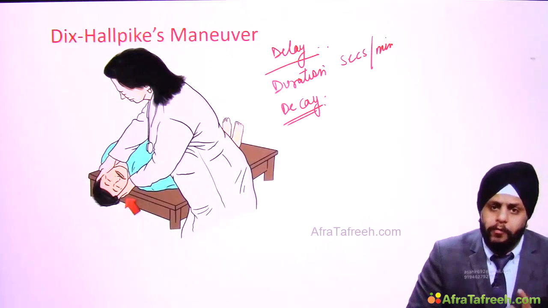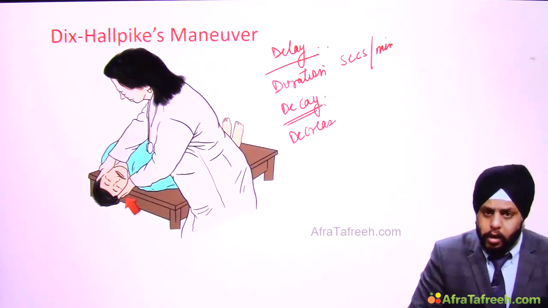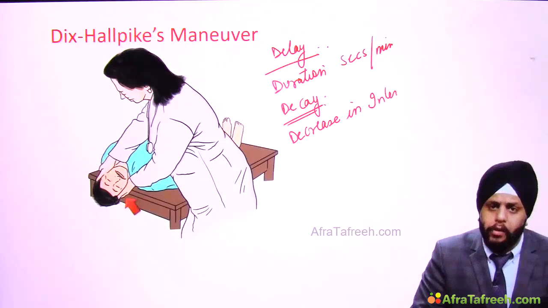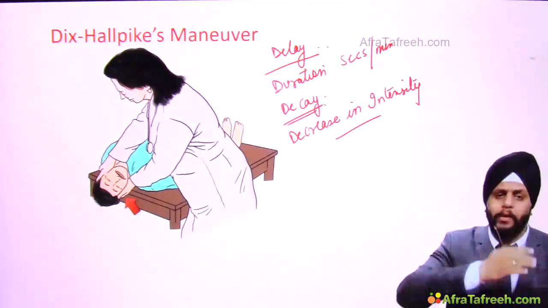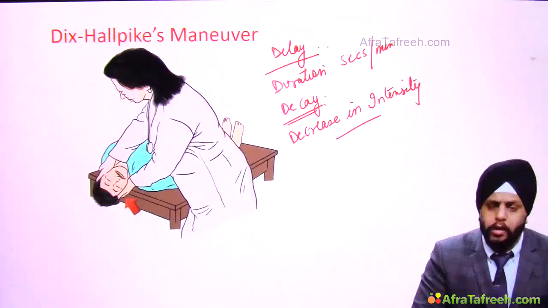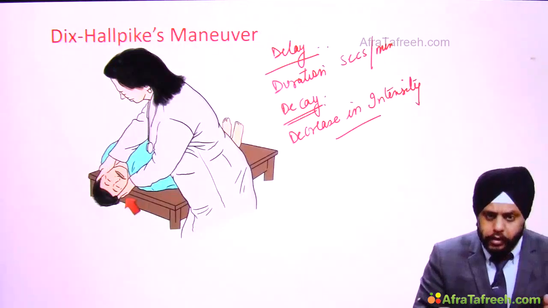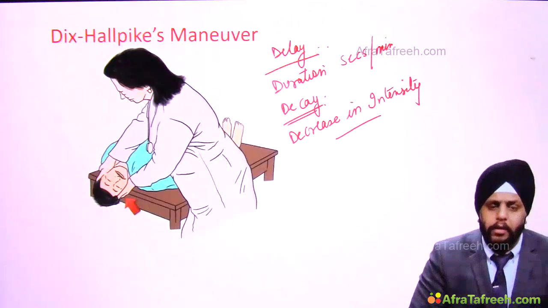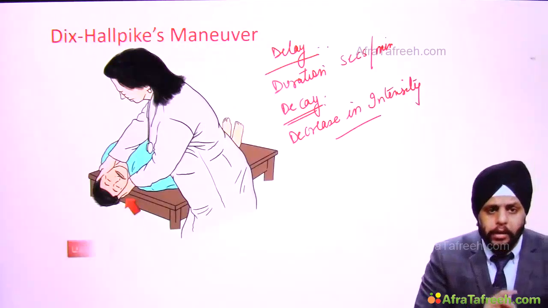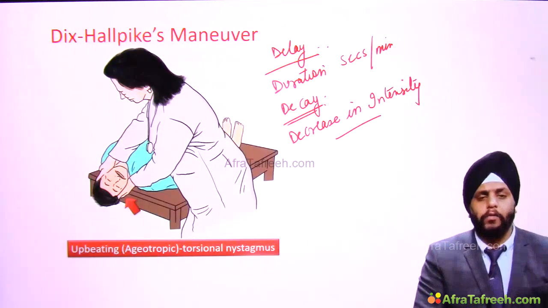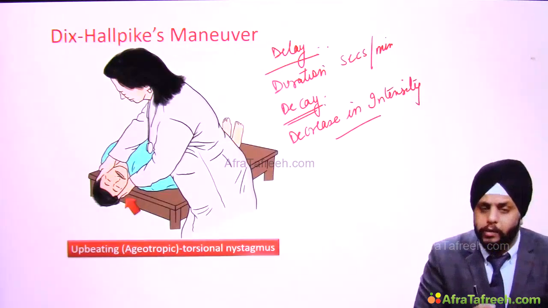If the patient tries to fix on some particular point, it will decrease in intensity. So you will ask the patient not to focus on anything. Anyway, once you are moving the head, the patient will not be able to focus on anything, but still you will ask the patient not to focus on anything, otherwise the nystagmus will decrease in intensity. Number 5, this nystagmus will have a direction. Now what is the direction of this nystagmus? This is going to be an upbeating nystagmus. Upbeating nystagmus we also call geotropic nystagmus.